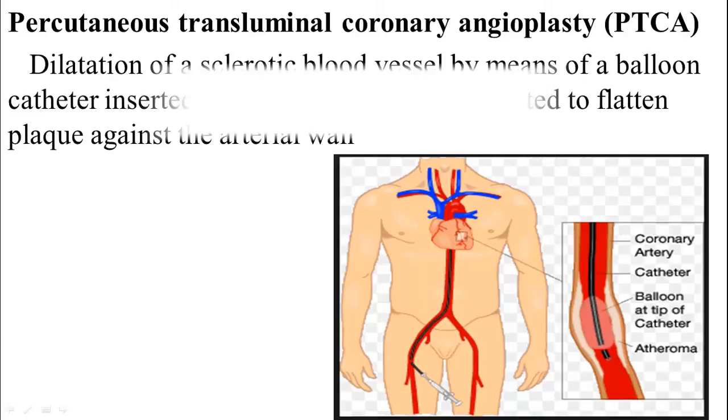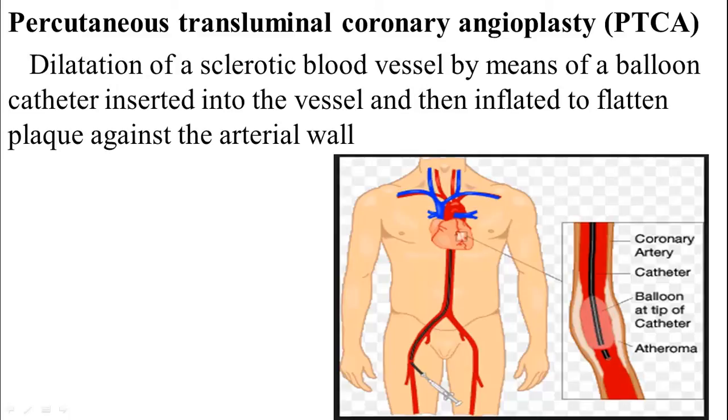atheroma. It is the process of dilatation of a sclerotic blood vessel by means of a balloon catheter, and this catheter is inserted into the vessel and then inflated to flatten the plaque against the arterial wall, and to restore the lumen and blood flow downstream to supply the heart muscle beyond the obstructed site. Percutaneous transluminal coronary angioplasty is a procedure with less invasive characteristics.